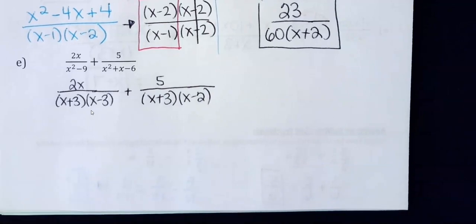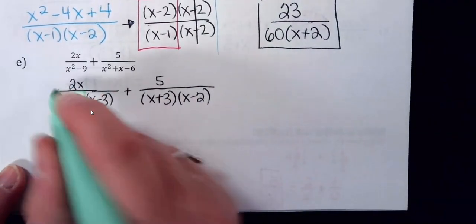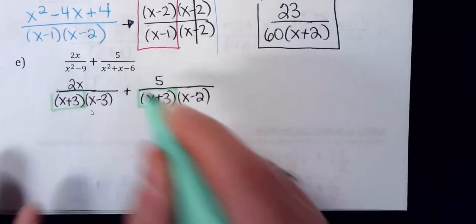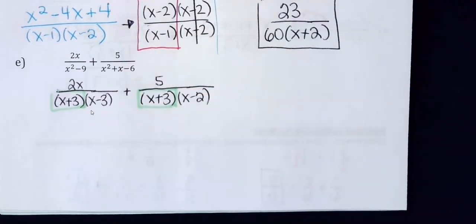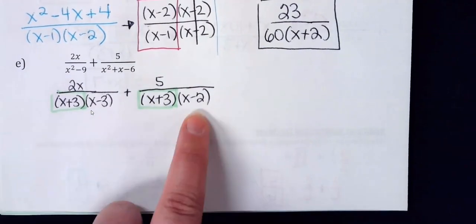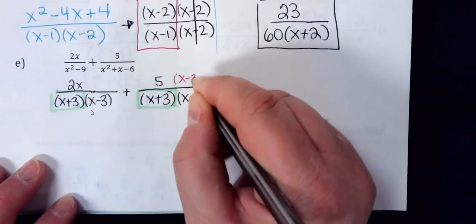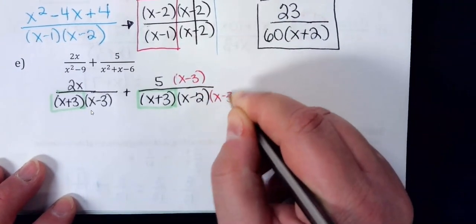Okay. Now, if you look at these two fractions, this one has an x plus 3, and so does this. So those already match. So we only want to put in what we're missing. This first fraction has an x minus 3. This one does not. So what I would do to create a common denominator here is multiply by x minus 3, top and bottom.